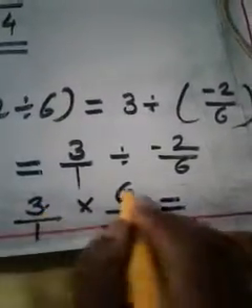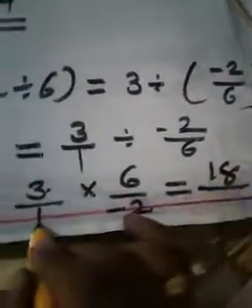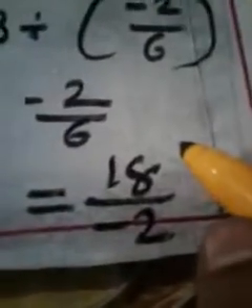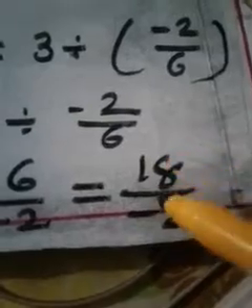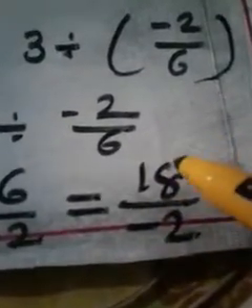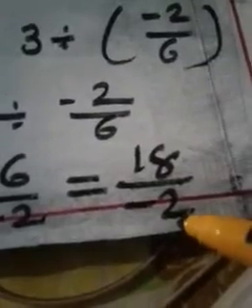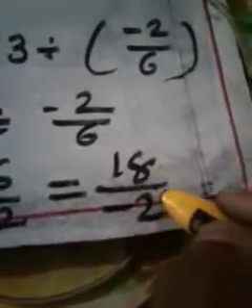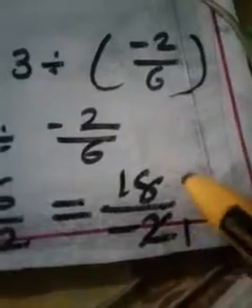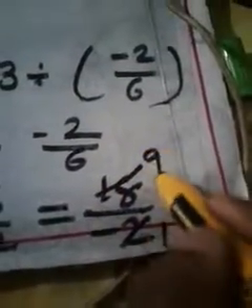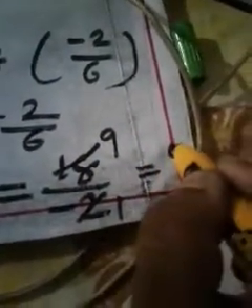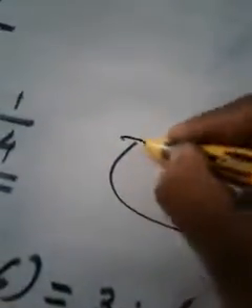What is the answer? 3 into 6 is 18. 1 into minus 2 is minus 2. What is 18 by minus 2? Can you cancel with any number? Is there any common factor for 18 and 2? Yes. Which is the common factor? 2 is common, no? In 2 how many 2s? 1. In 18 how many 2s? 9. So which is the answer? Let me write the answer here.